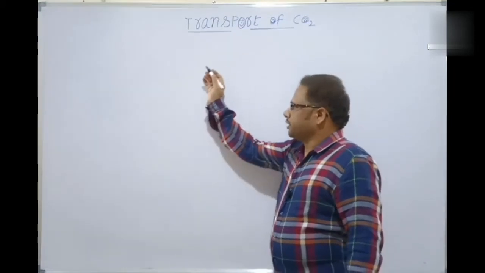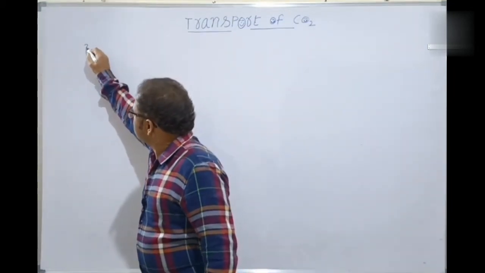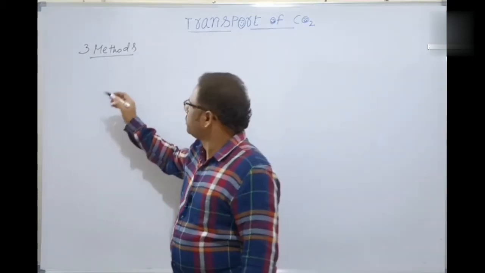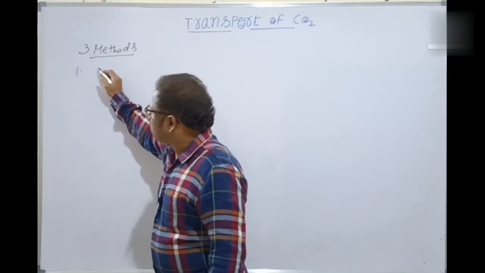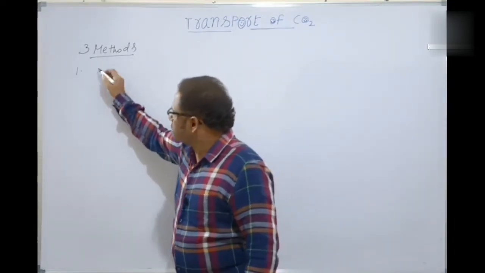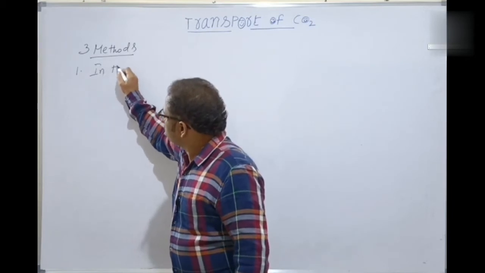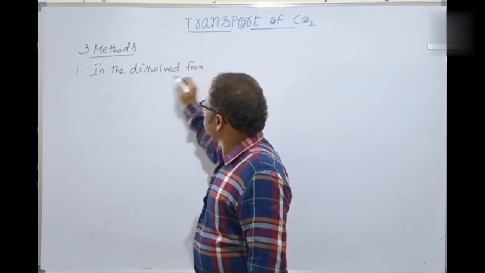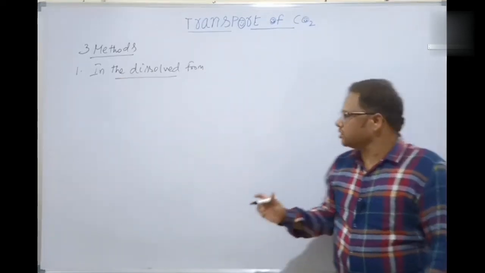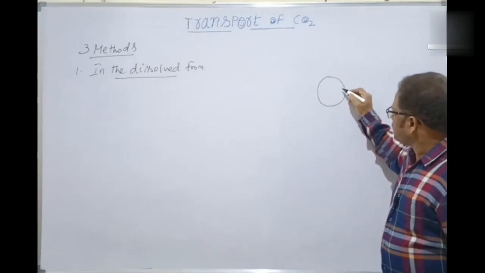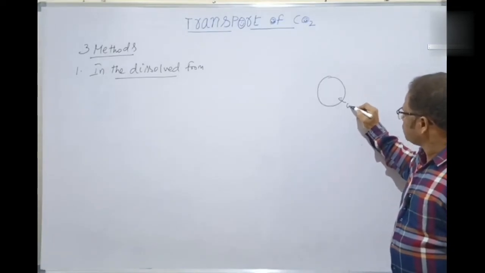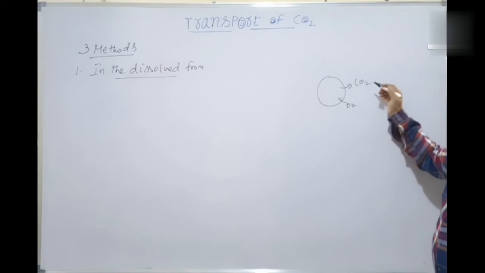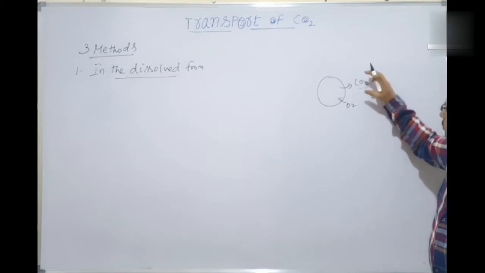Transport of carbon dioxide. There are three methods by which carbon dioxide is transported. The first method is that carbon dioxide is transported in the dissolved form. That is, when carbon dioxide is released from the cells, the cell takes oxygen, does metabolism, and gives out carbon dioxide, in cellular respiration. Here, the carbon dioxide is released into the plasma.